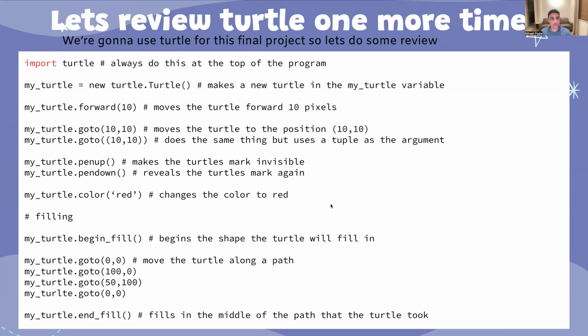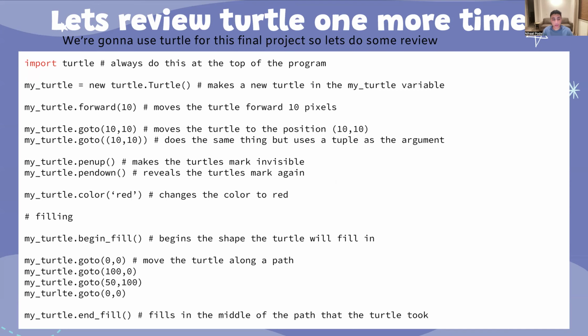Let's review turtles one more time. Import turtle: you have to import the library, and always do this at the top of your program. myTurtle = turtle.Turtle() spawns a new turtle in the myTurtle variable. Then you've got goto, which moves the turtle to the position (10, 10). You also have the second version, which does the same thing with a tuple as the argument.